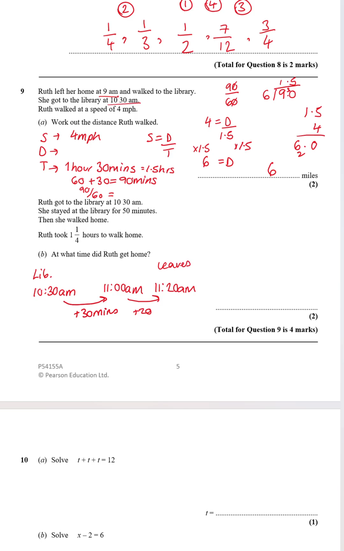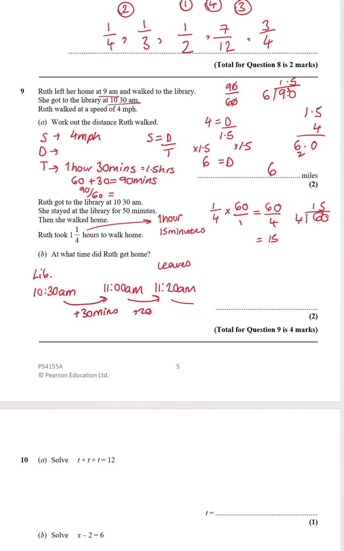Okay. She then walks home, which takes an hour and a quarter. Now, so I've got 1 hour, and I also need to work out this quarter here. To turn it into minutes, if I multiply by 60, remember I'm going to put an over 1 to make my multiplying a little bit easier. 1 times 60 is 60, 4 times 1 is 4. I can then work out 60 divided by 4 on the side. So it's 1 hour and 15 minutes.